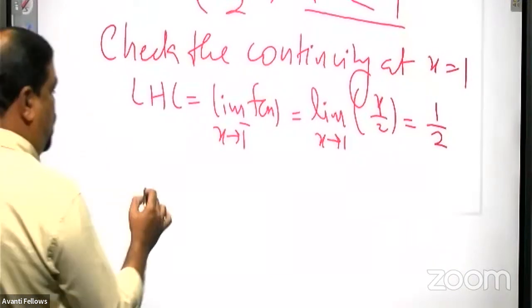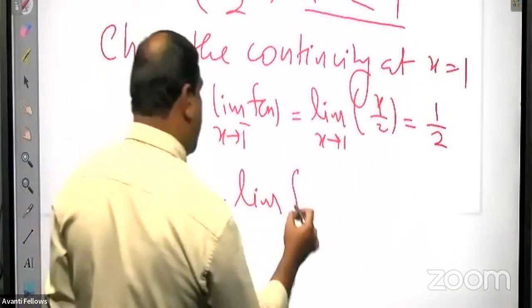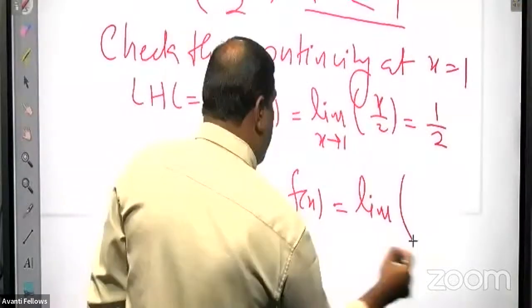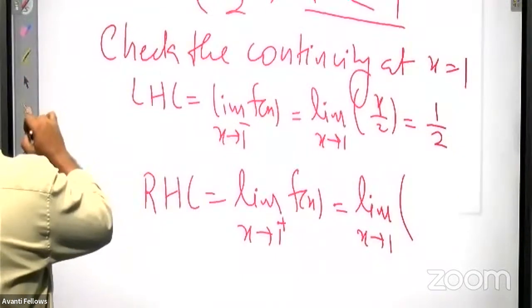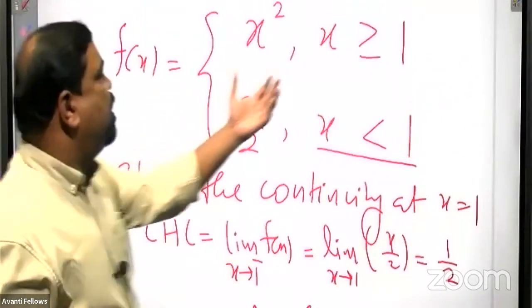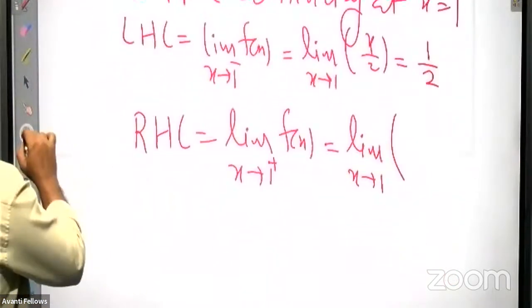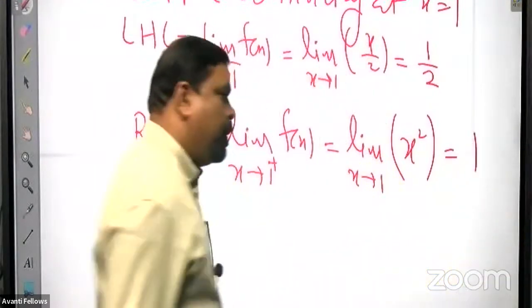Now let us find the right-hand limit. Right-hand limit means limit of the function as x approaches 1 plus. So here x is approaching 1 from the right side of 1. Right side of 1 means the definition for x greater than 1, where the function is x square. That means limit of x square as x tends to 1, and that is very clearly equal to 1 only.